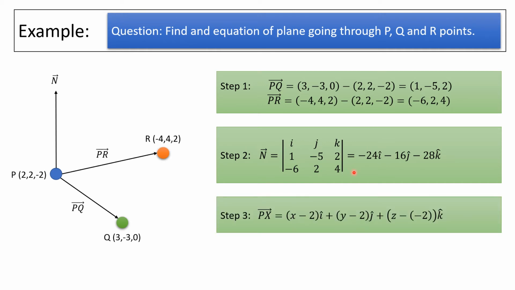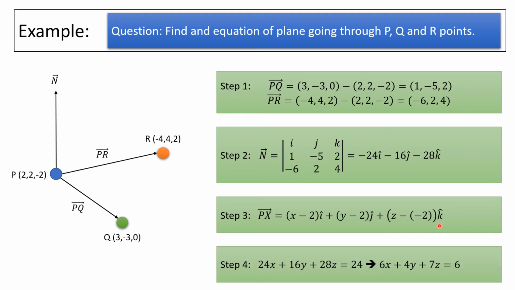And then the next thing now is I'm going to take an arbitrary point on the plane, and I will take this point minus the point P to get the vector connecting these two points, and I call this vector PX, which is written like this. So now we are left with the last step.